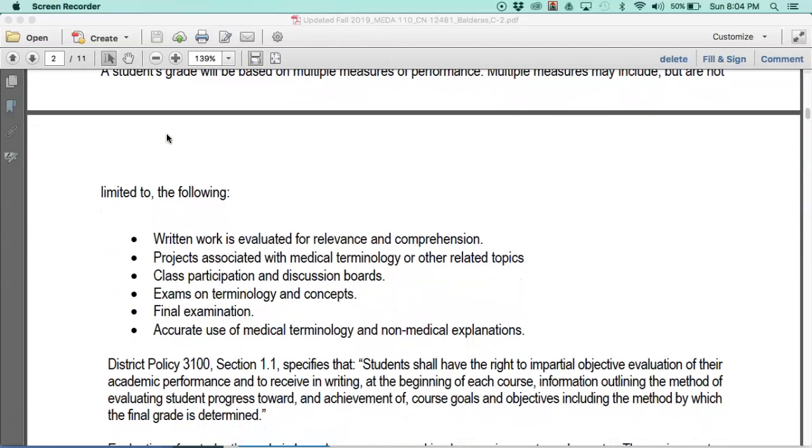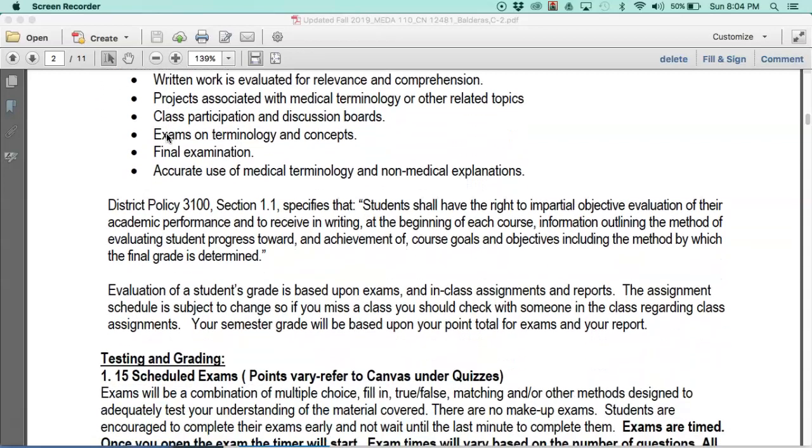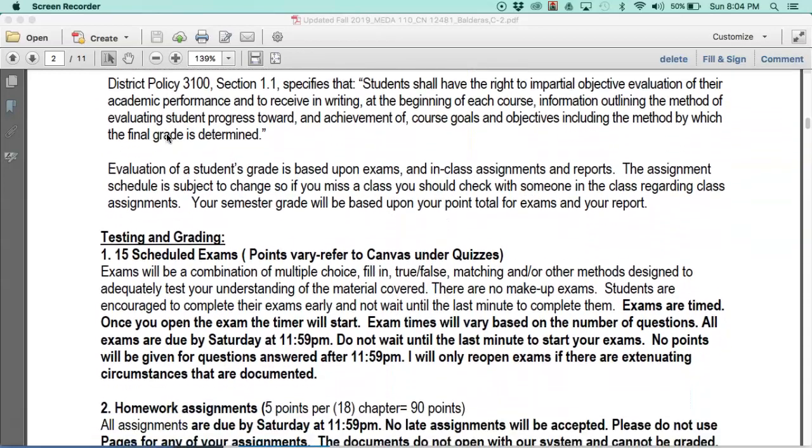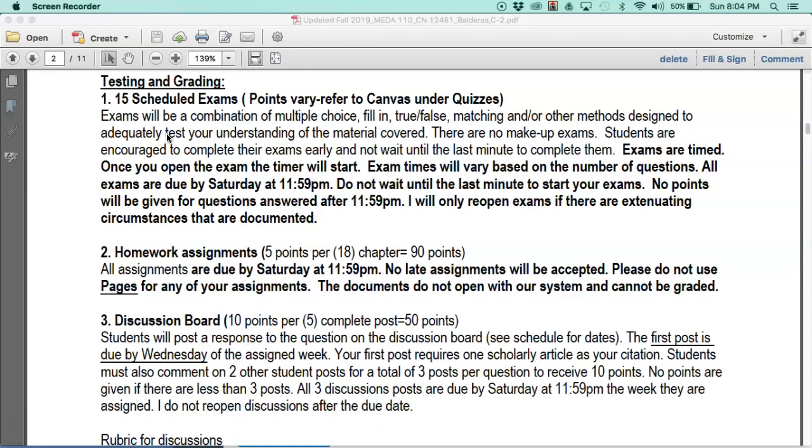You're going to be evaluated by exams, your homework assignments, and your discussion boards each week. Here's our testing and grading. There'll be 15 scheduled exams. They do vary a little bit. You'll see on Canvas each week's points are a little bit different depending on the topic we're going over. They're multiple choice, fill in the blank, true/false, matching, and a few other methods to test your understanding of the material. There are no makeup exams.